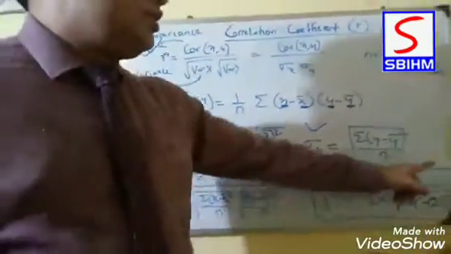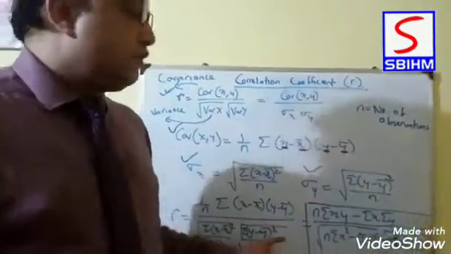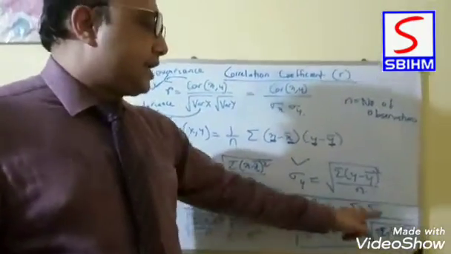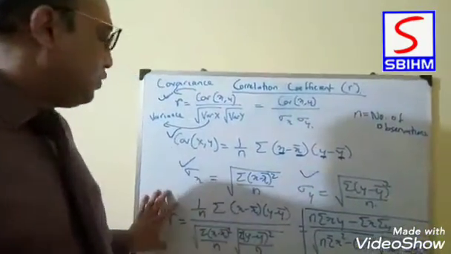So this formula is used for ungrouped data where we get the individual values of x and y, and by directly calculating these we can find out the correlation coefficient.